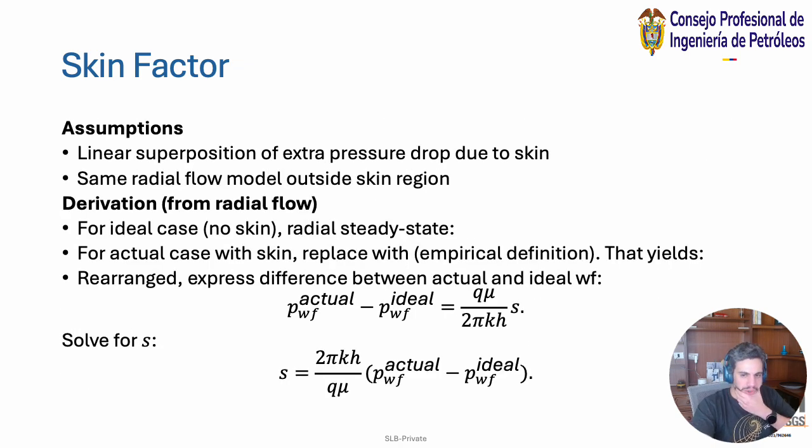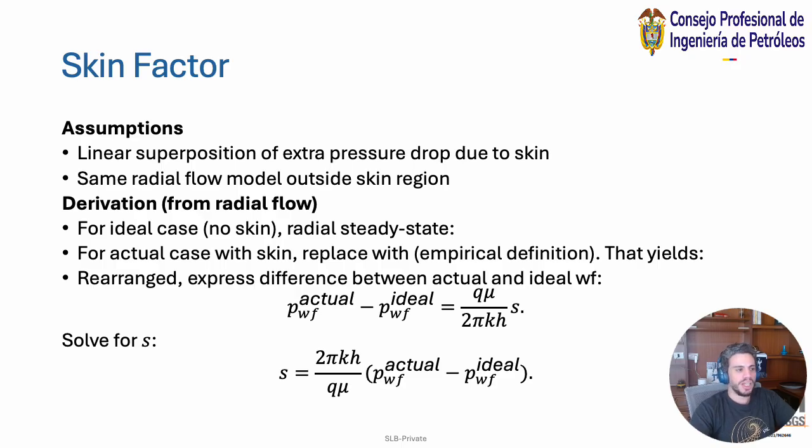So again, let's go through some of our assumptions and what this skin factor actually is, right? The assumption we're making here is that there's a linear superposition of extra pressure drop due to the skin. So we're assigning accountability to the skin factor in a linear sense, and the same radial flow model holds outside the skin region. So when we're looking at the skin itself, we're not really looking at the radial flow model.